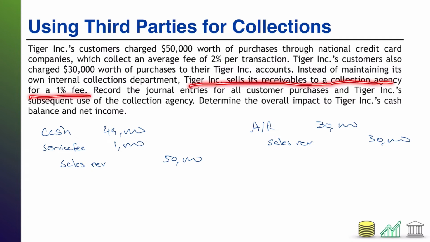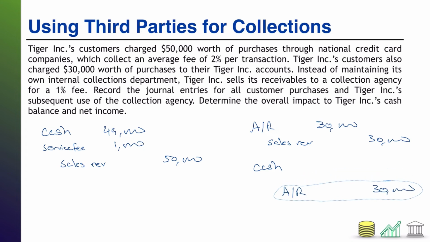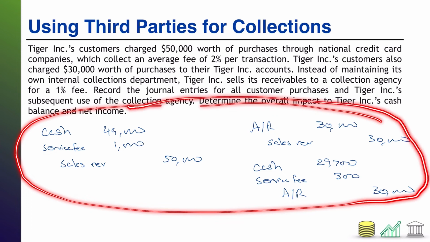sells its receivables to a collection agency for a 1% fee. So upon sale to the collection agency, you are going to get the cash, you're going to get rid of the AR because you're not maintaining it, and we're paying a 1% fee this time, which works out to $300. The service fee, $300. And that service fee, of course, is going to reduce the cash that you collect from that collection agency. So you are only going to get $29,700 in cash.